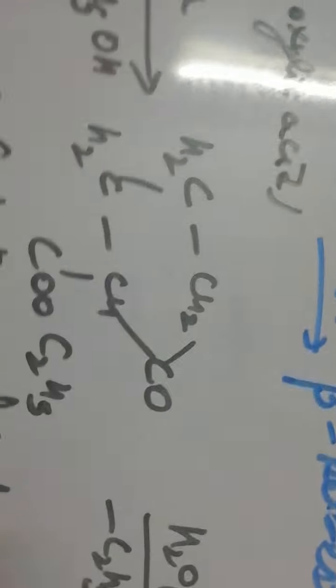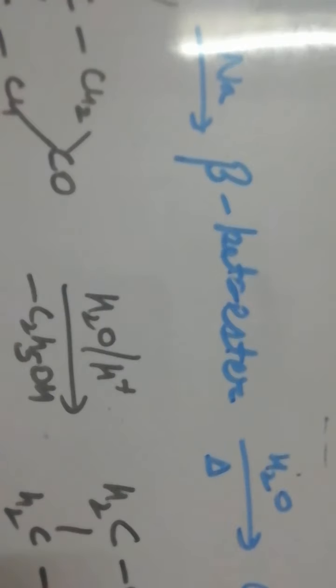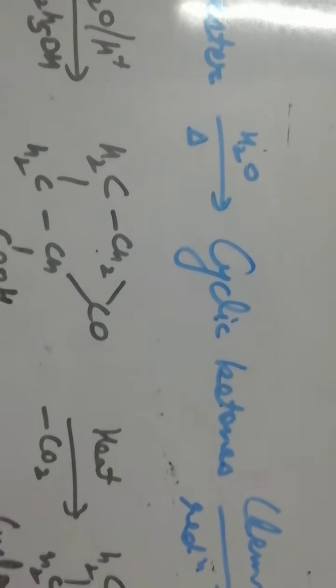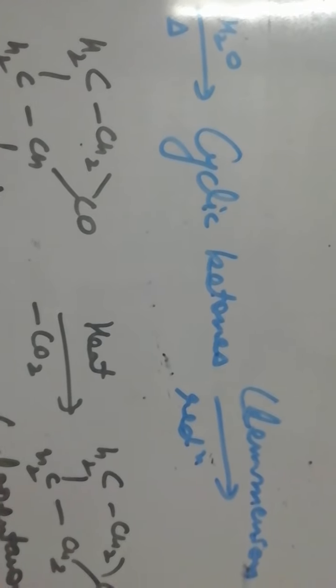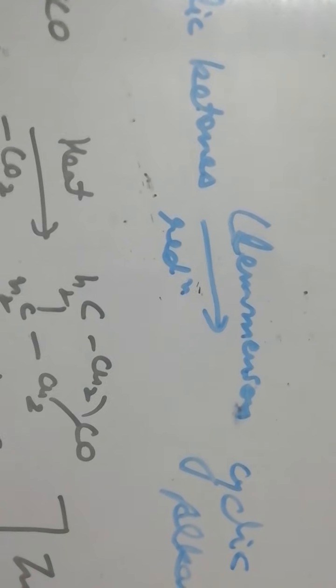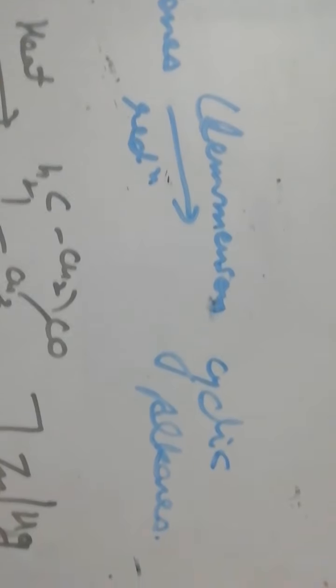Next method of formation is Dieckmann cyclization. Dieckmann cyclization involves esters of dicarboxylic acid reacting with sodium, and we will get beta keto esters. They will further undergo hydrolysis, and on heating they will give cyclic ketones. These cyclic ketones will undergo Clemmensen's reduction, which takes place in the presence of zinc, mercury and HCl, and we will get cyclic alkanes.